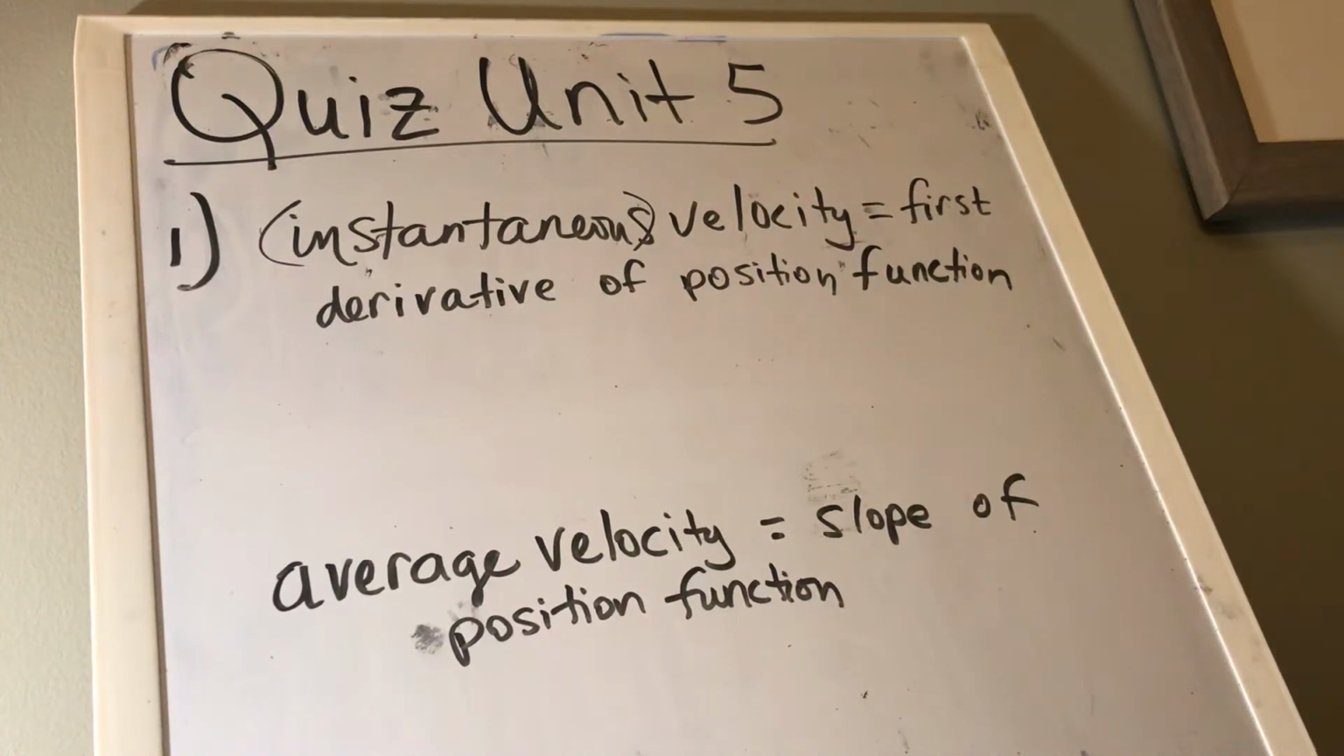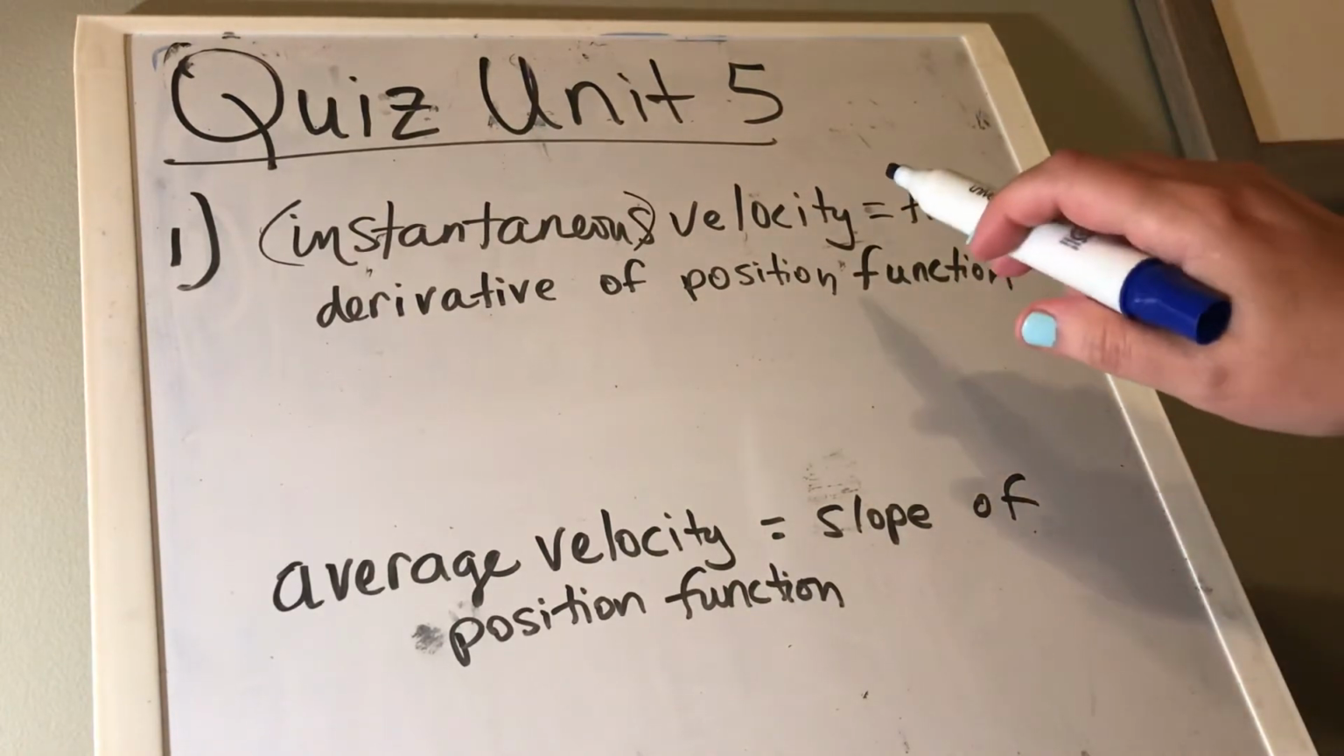This video is over the quiz from Unit 5, just problems 1 and 2. They are the same topic. They both deal with the mean value theorem. So number 1 asks you to find where the particle's instantaneous velocity is the same as its average velocity.